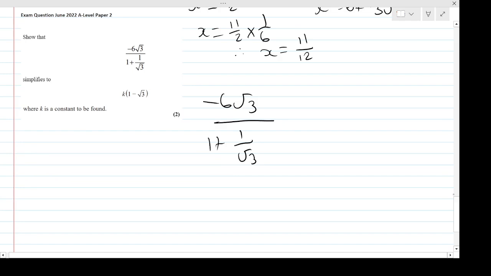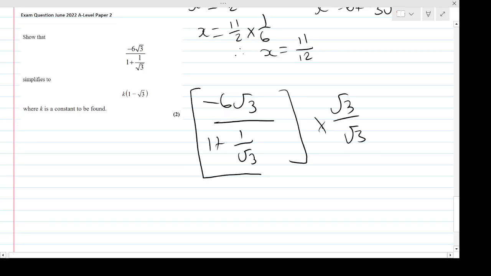So what I can do is get rid of this fraction. I want a root 3 on the top as well, because then if I have root 3 over root 3, they cancel. How am I going to do that? I'm going to times the big overall fraction by root 3 over root 3. That's times by 1 effectively, so I've done nothing wrong there.